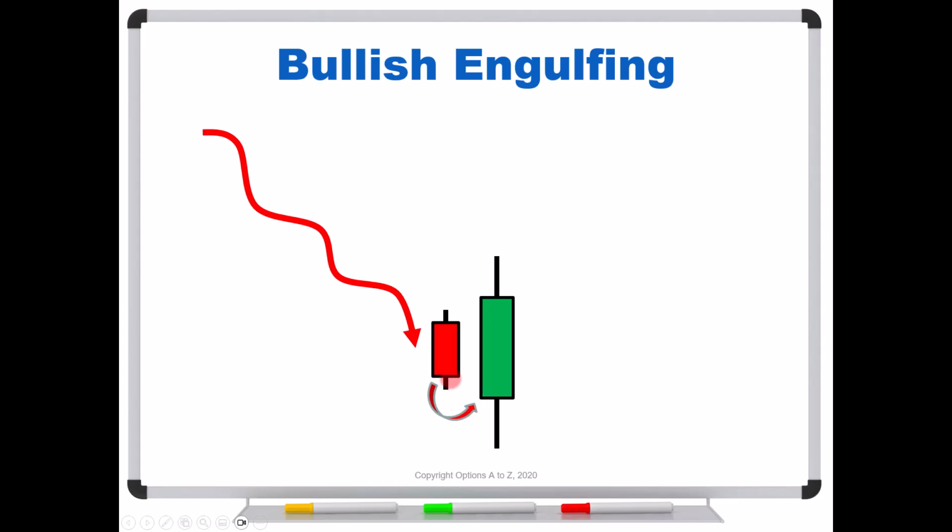So we had this red candle yesterday, and then today prices gap down. This is our opening trade.